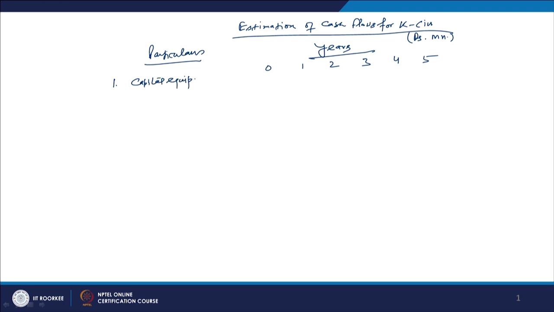Capital equipment. So, how much is going to be required for the capital equipment? 100 million rupees. All the cash flows we are going to take in million rupees. So, it is 100 million rupees. This is the one. Here in this case, there is no other cash outflow.